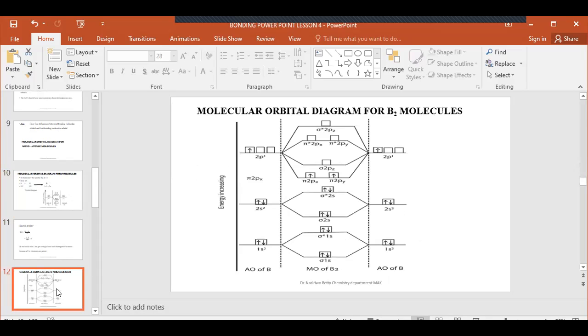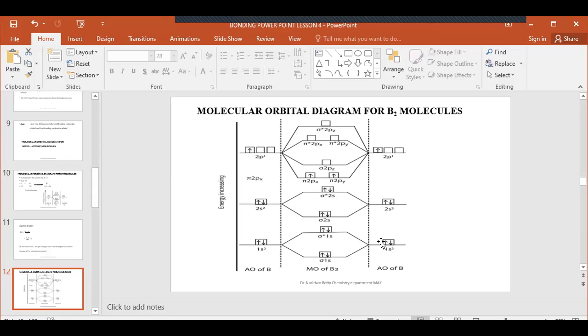Let us look at the boron molecule. A boron atom has 5 electrons, and the other boron atom also has 5 electrons. If we put them in their respective orbitals, 1s2, 2s2, and 2p1, we have 2 electrons in the 1s orbital, 2 electrons in the 2s orbital, and 1 electron in the 2p orbital. The rest are empty. Similarly, on the other side, the same.